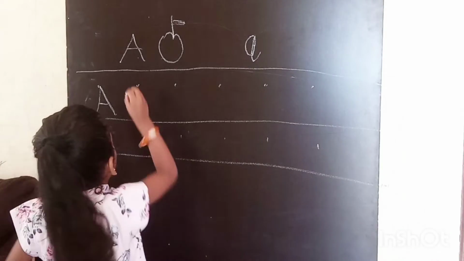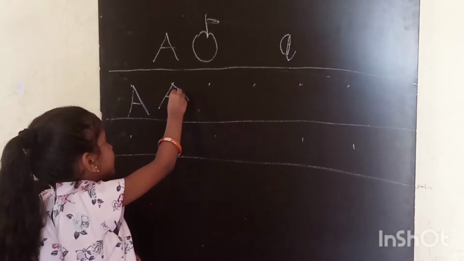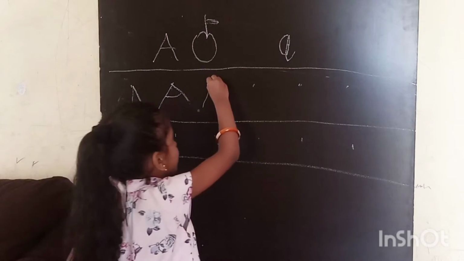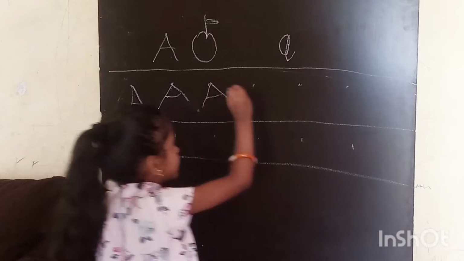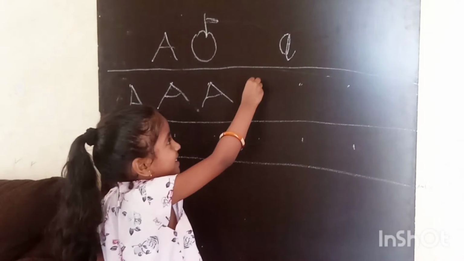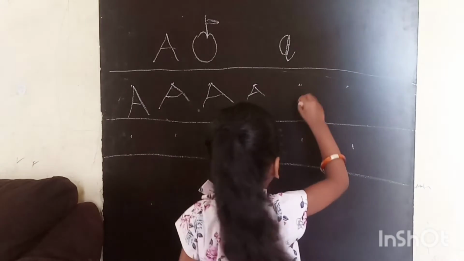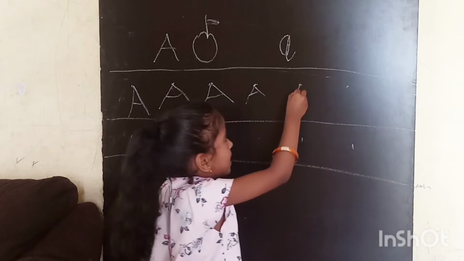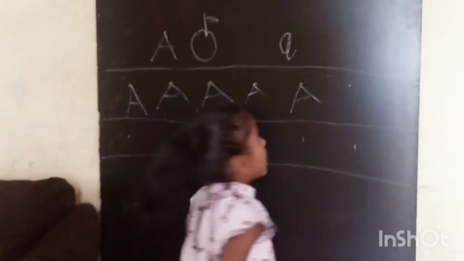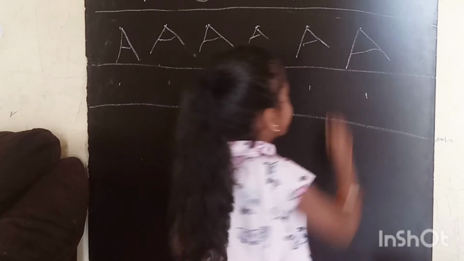sleeping line. Left side slanting line, right side slanting line, sleeping line. Right side slant, left side slanting line, right side slanting line, sleeping line.